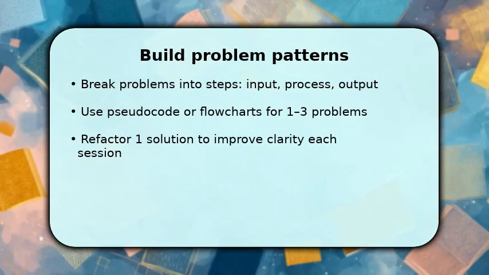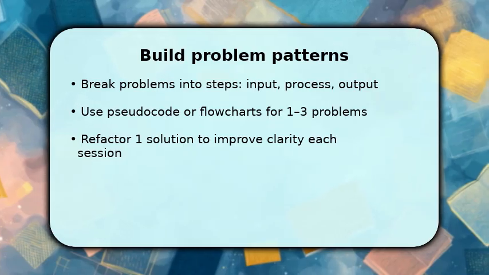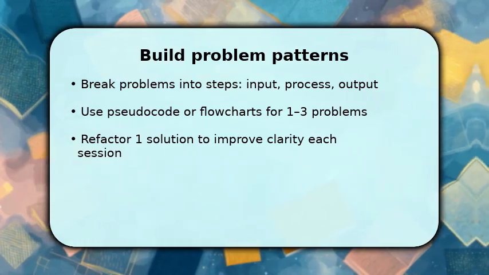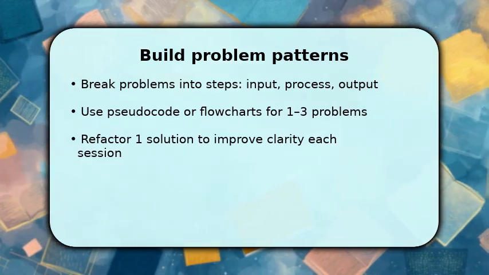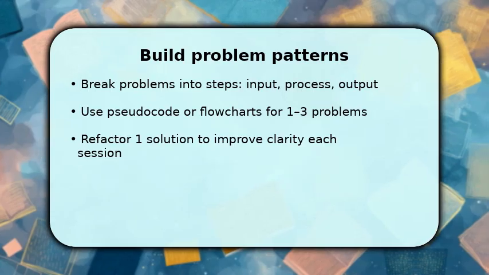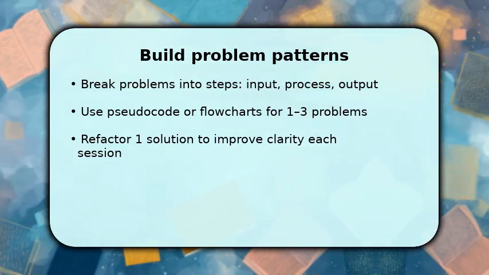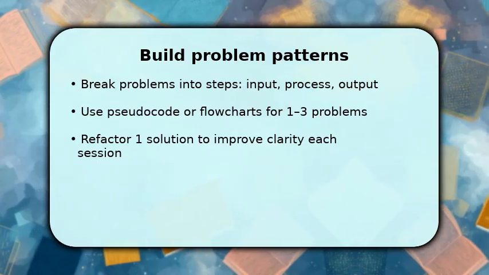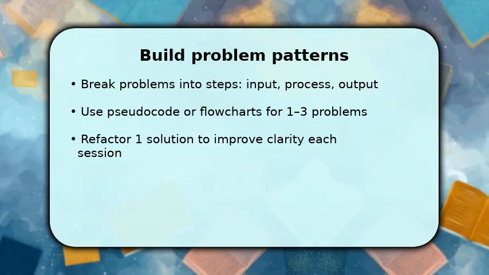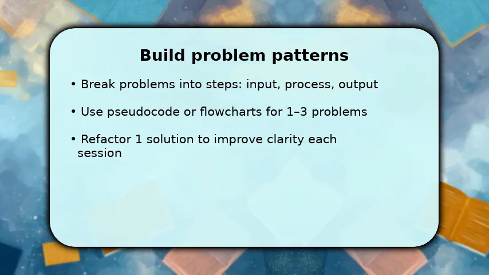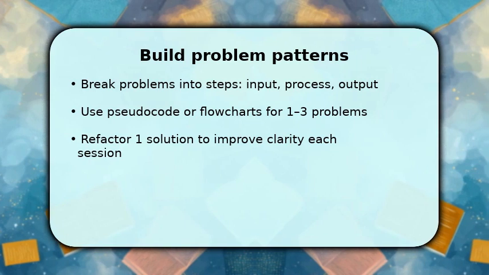Now continue by training pattern recognition. Break each problem into input, process, output. Write pseudocode or a simple flowchart before coding. This reduces errors and highlights edge cases. Once you translate that plan into code, run targeted tests and refactor for clarity. Rename variables, extract helpers. Make sure to vary problems: arrays, loops, recursion, so you're building a library of templates. Over time, you'll pick the right pattern faster and with fewer trial runs.